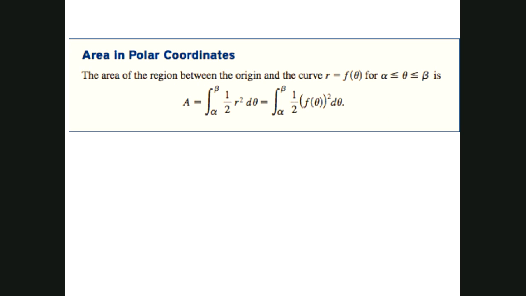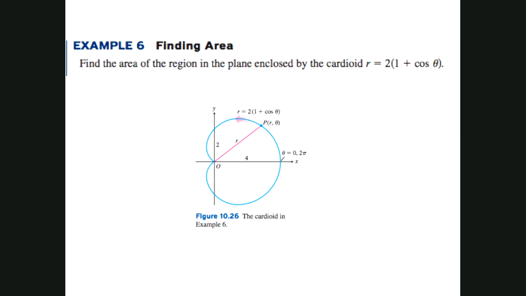So here is the formula to find the area between the curve, and it's just 1/2 times radius squared d theta. I think this one makes it a little bit easier because you get the function in there instead of the r. All right, so let's take an example. In this problem, it says find the area of the region in the plane enclosed by the cardioid r equals 2 times 1 plus cosine of theta.